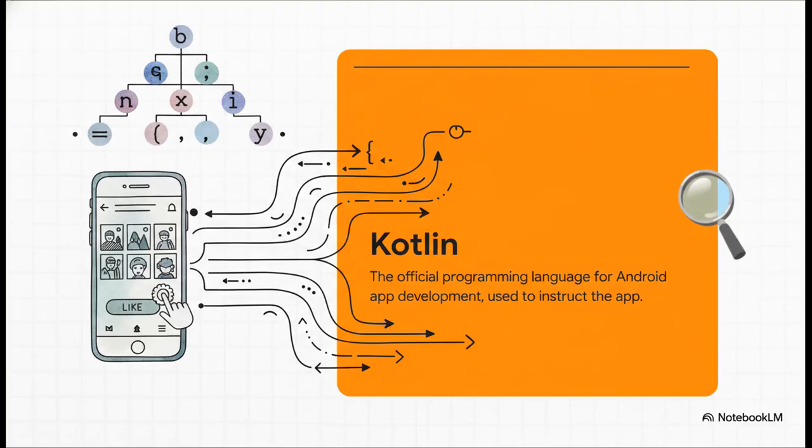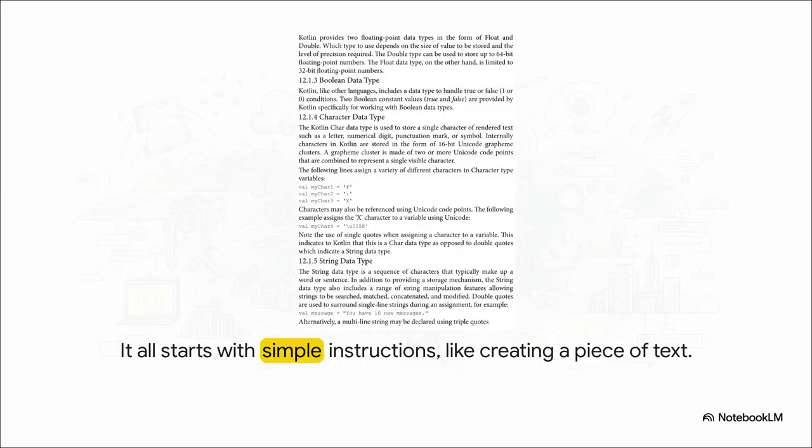You can think of Kotlin as the specific grammar and vocabulary a developer uses to talk to your phone. It's how they tell a button exactly what to do when you tap it, or how to lay out photos in a nice gallery. Seriously, every single thing you do in an app started its life as a line of Kotlin code. And what's so cool is how simple these basic instructions are.